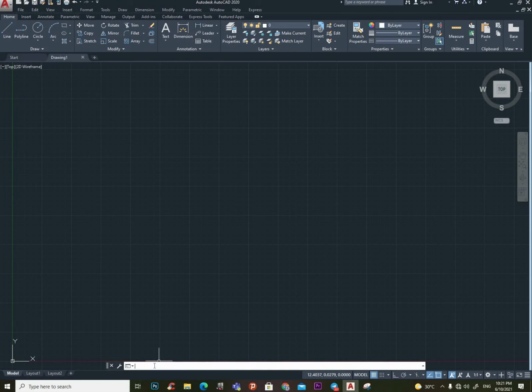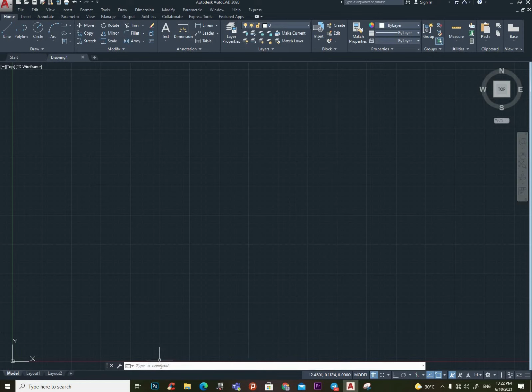Usually in my class, the first thing that you need to know is how to set up your drawing limits, because drawing limits is very important. Why is drawing limits very important? Because the drawing interface of the AutoCAD is unlimited.